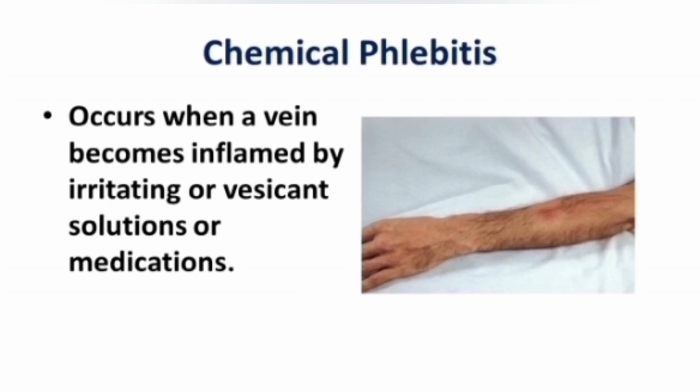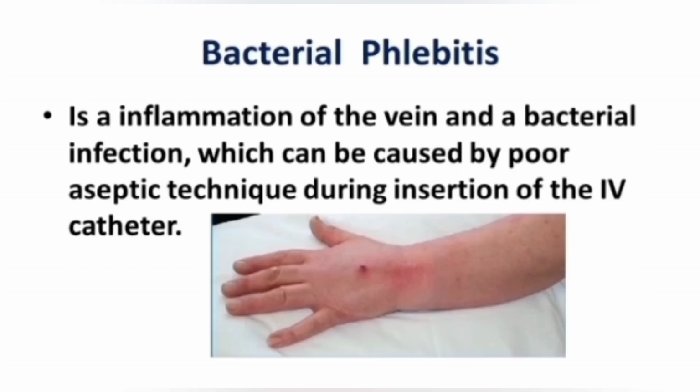Chemical phlebitis. Chemical phlebitis occurs when a vein becomes inflamed by irritating or vesicant solutions or medications, and it is associated with the response of the vein intima to certain chemicals infused into or placed within the vascular system. The inflammatory response can be created by the solution or by vesicant medications.